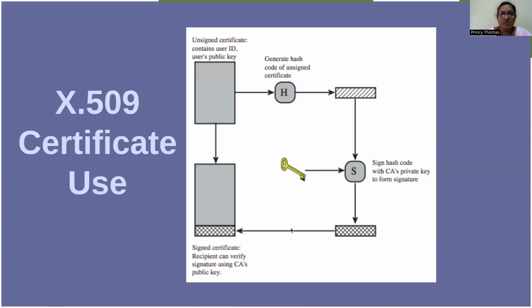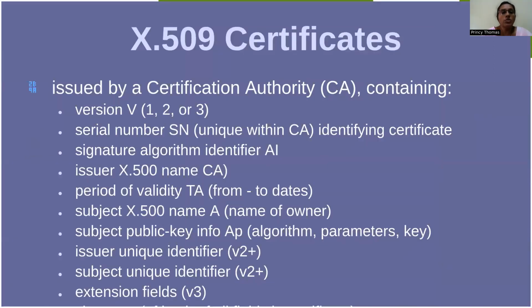The recipient, whoever gets the certificate, can verify the signature to check whether the certificate is authentic. They can verify the signature using the public key of the certification authority. This is how a certificate is generated and signed by the certification authority in X.509. The certificates in X.509 are issued by a certification authority, and they contain all these things.